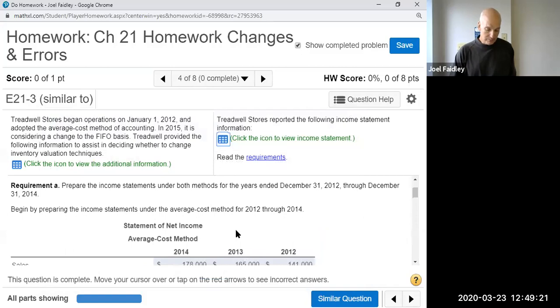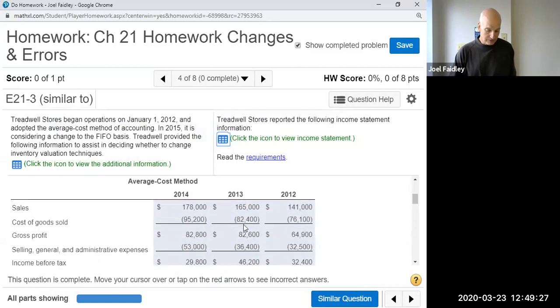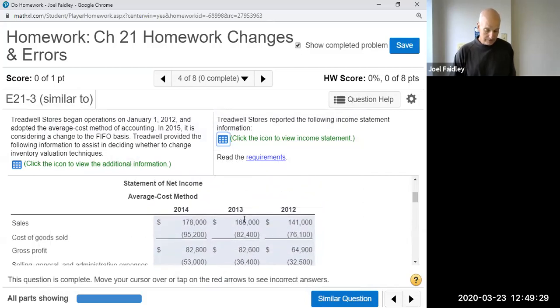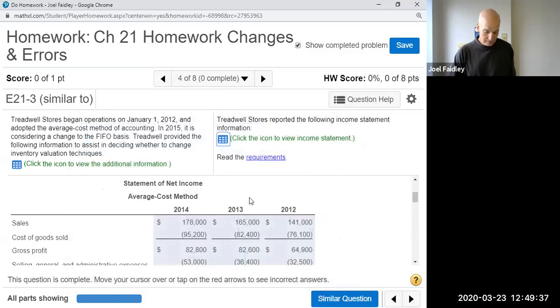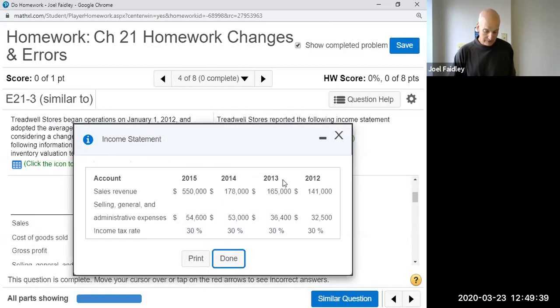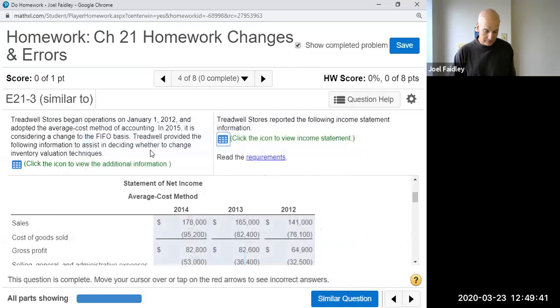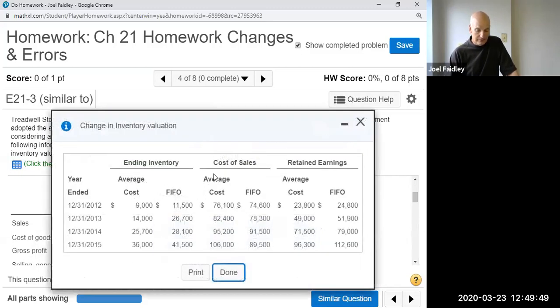So they want you to do the income statement under both methods. The average cost is first. So sales, again, all that information is given here. 178, 165, 141. You're not putting in 2015 because the books are open for that one. All right, so we want to plug all that in. What's my cost of goods sold for each of those years under the average cost? You just have to go over here and find it.